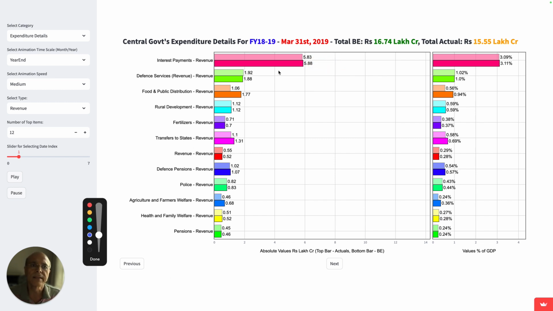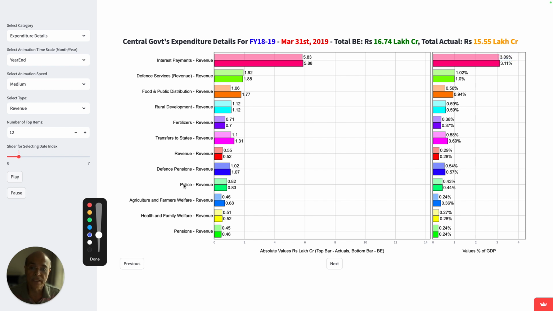If you look here, you will find that in FY 18-19, interest payment was 5.88 lakh crores from the point of view of a budgetary estimate, and the actual spend was 5.83 lakh crores. And what was the actual spend? Actual spend was 3.09% of the GDP.